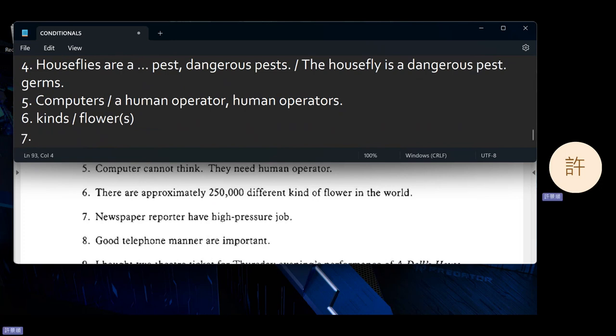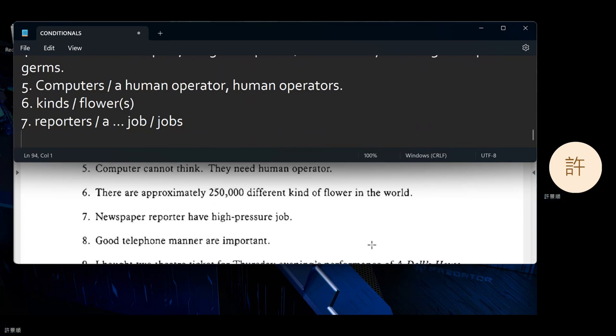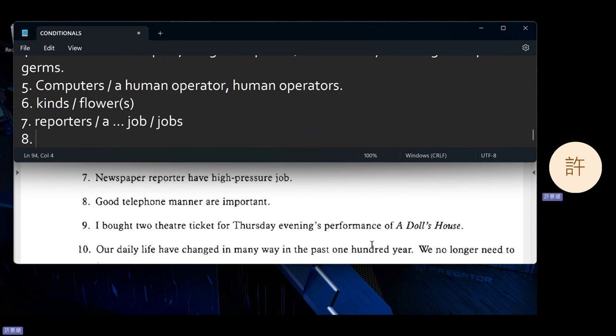Number seven, newspaper reporters have, again, you can say a high pressure job, or you can say high pressure jobs. Depends on whether you want to emphasize the entire job or all the different things that a newspaper reporter has to do.